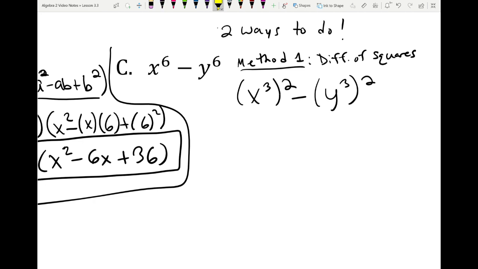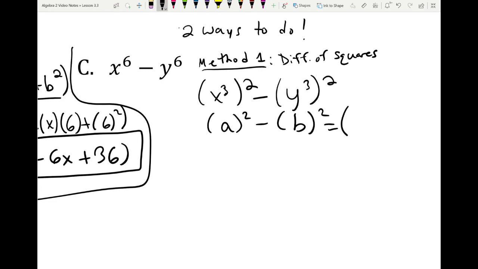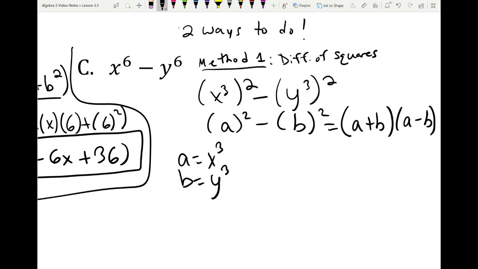So now you can think of these as perfect squares, right? So if you have this guy to the second power, this guy to the second power, well, that's just going to be a squared minus b squared, right? So let me rewrite that. So you can think of this as a squared minus b squared, which is a difference of squares. And if you remember, the identity was a plus b times a minus b. So in this case, a is x cubed, b is y cubed. So if you just compare those directly.